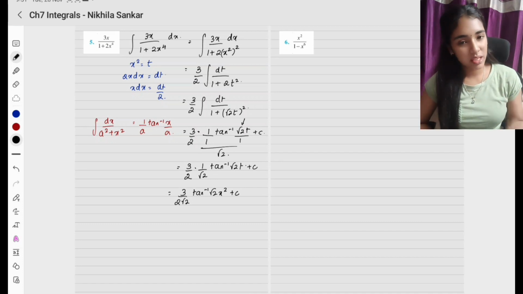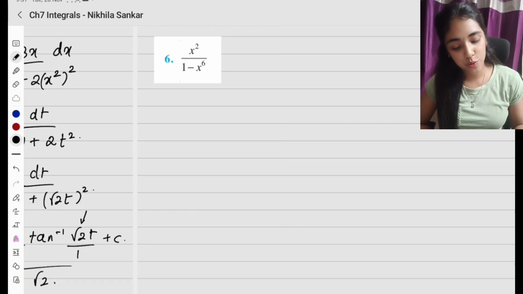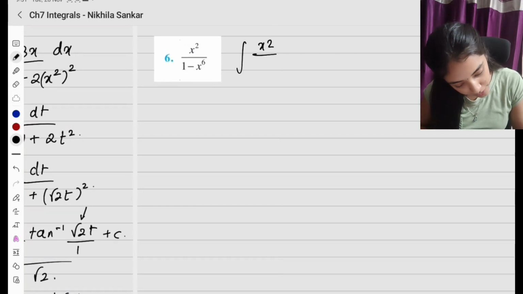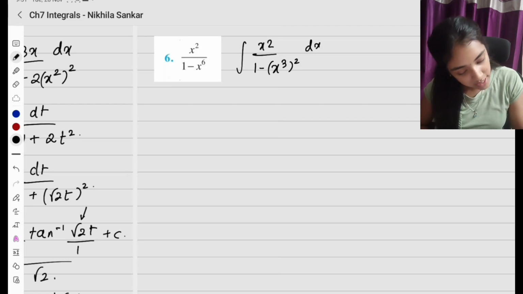Coefficient of x, மட்டும் மறந்துடாதீங்க. அதுதான் கொஞ்சம் நம்ம மறந்துருவோம் யூசுவலா. அதை மட்டும் கேர்ஃபுல்லா போட்டா ஆன்சர் வந்துரும். ஓகே, integral x square divided by 1 minus, இதை நான் x cube the whole square times dx எழுதுறேன்.